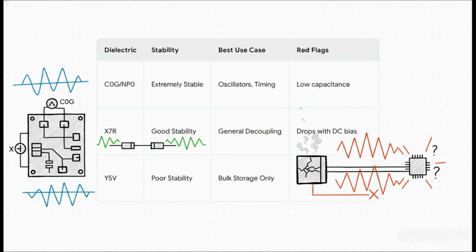Now, here's where it gets really interesting, because not all capacitors are created equal. Far from it. Their behavior is all about the dielectric material inside. For something super sensitive, like a clock oscillator, you need an incredibly stable C0G capacitor. For your everyday decoupling, X7R is your go-to workhorse. But if you try to save a few cents and use a cheap Y5V capacitor, its capacitance can plummet by over 80% with just a little heat or voltage. It basically vanishes from the circuit, leaving your chip completely defenseless.